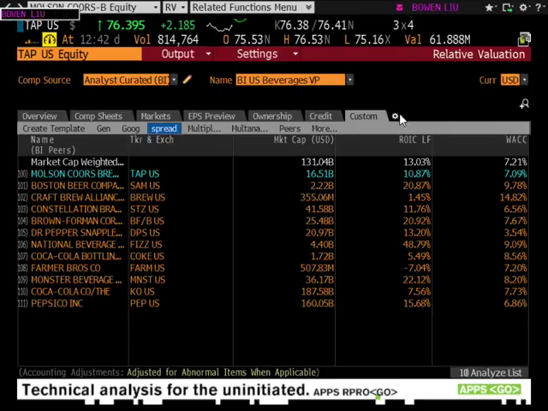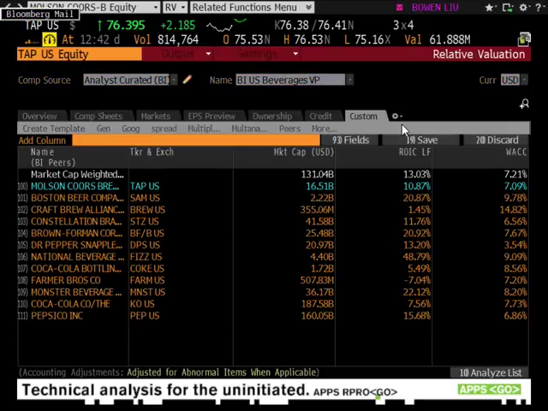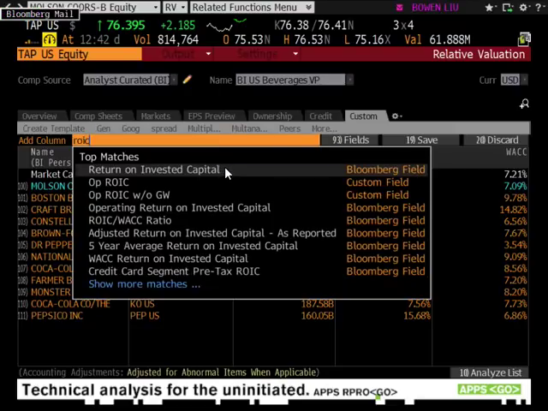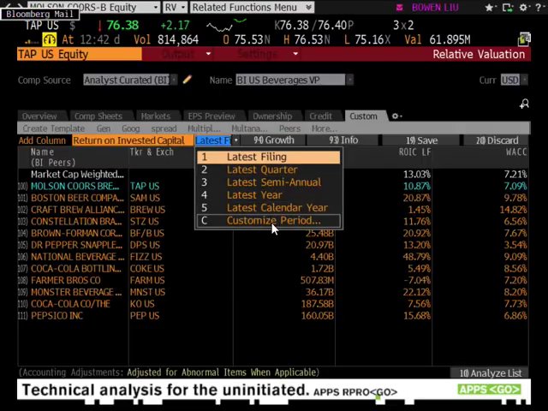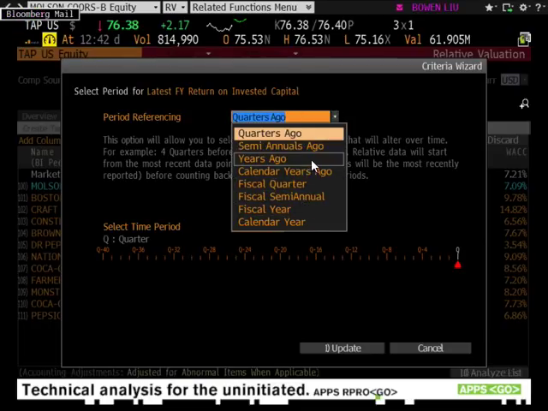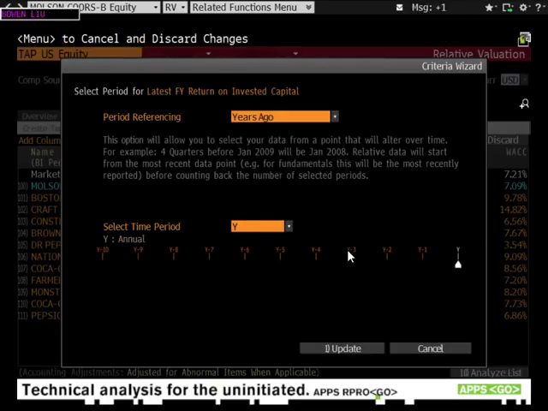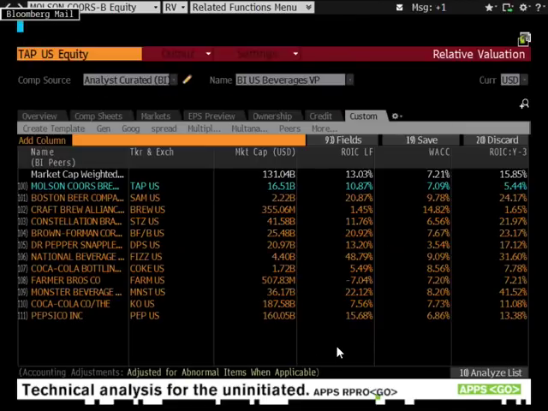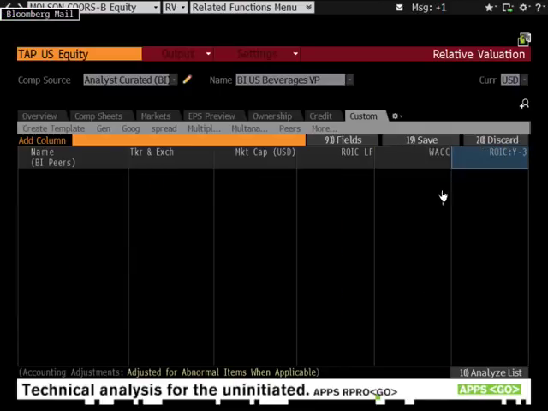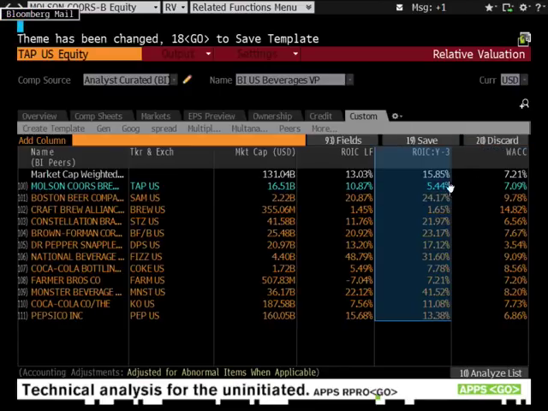Another cool feature of Bloomberg, by the way: add a column, ROIC. But what I'm going to do is customize the period to years ago. I'm going to go to year minus 3. So this is 3 years ago when I was working with them. That was their ROIC then, 5.44. And the WACC hasn't changed all that much. So is that attractive? That was pretty bad. Yeah, they've obviously improved.